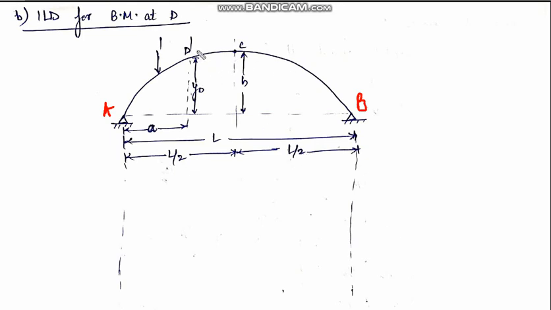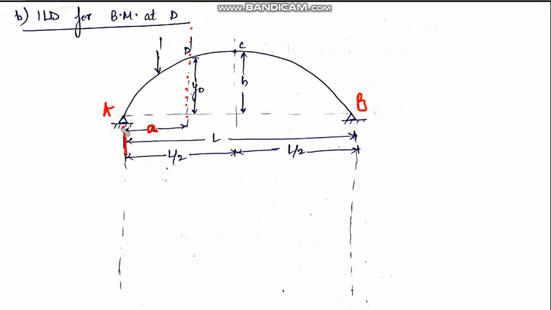Suppose we have to find out the ILD for the bending moment at a section which is passing through D point. So this is your section. Suppose this section is at a distance of small a from the left support, and this is the unit load which is moving from A to B. Now we have to draw the ILD, that is the variation of the bending moment at the D section when this unit load moves from A to B.